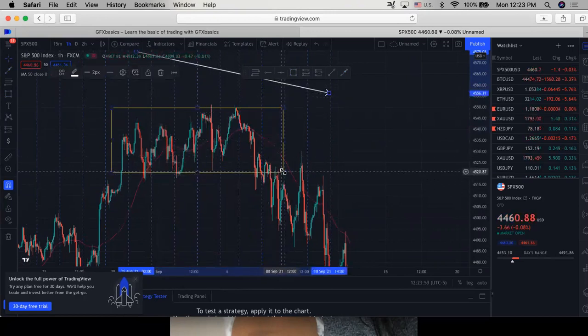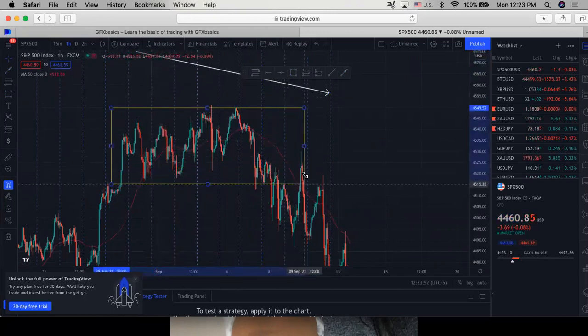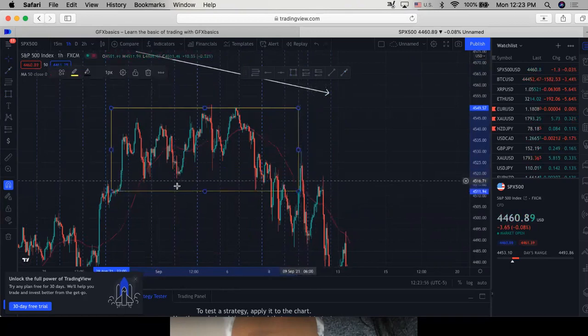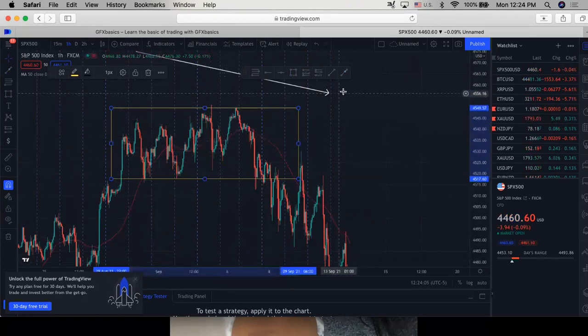I'm lining myself up with the body of these candles. I'm going to line it up as perfect as I can. Here we go. Uh-oh, that didn't work. As perfect as I can for you guys right there. So we're lining it up with the low and the high of the area of consolidation.